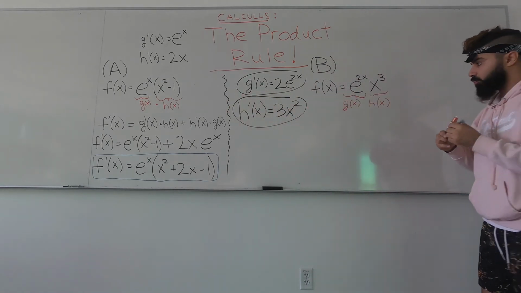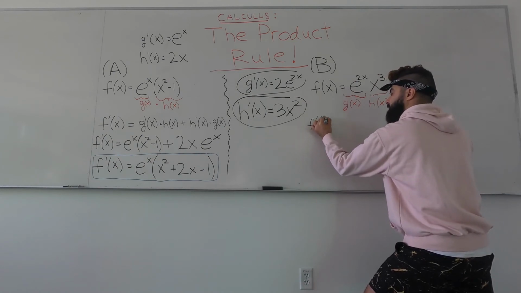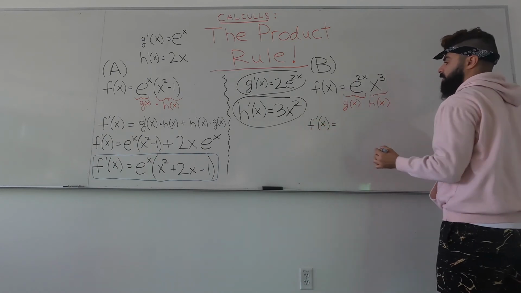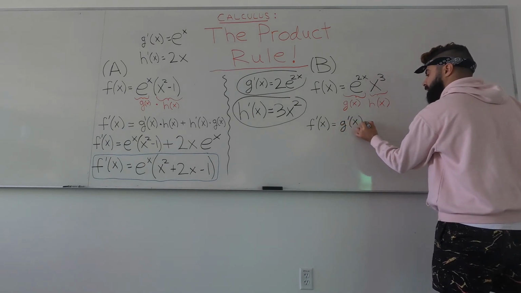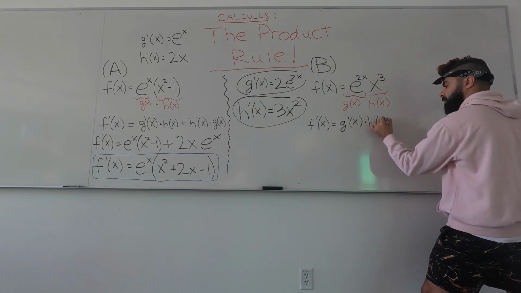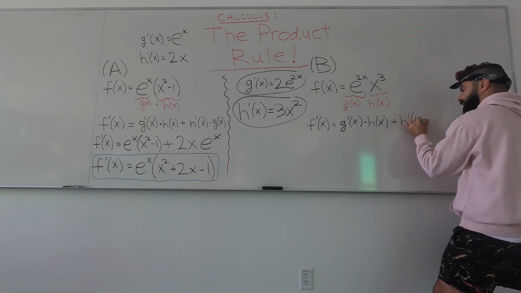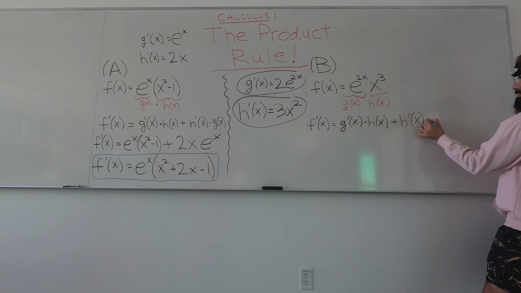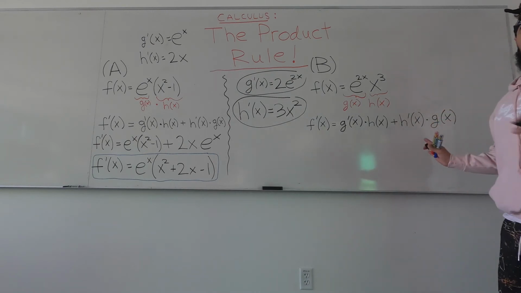So, the product rule when applied to f prime of x is equal to the derivative of the first, g prime of x, I recommend you always do this, times h of x, plus the derivative of the second, h prime of x, times the first, g of x. And now it's just a plug and chug game.